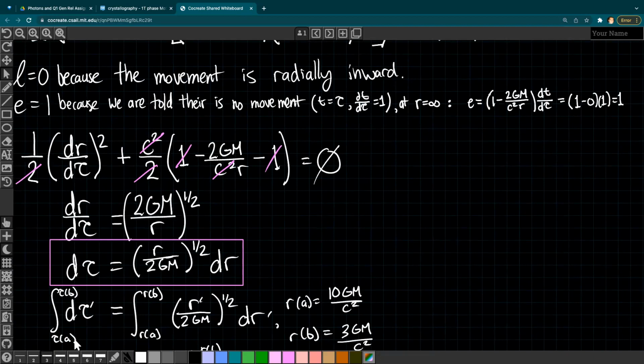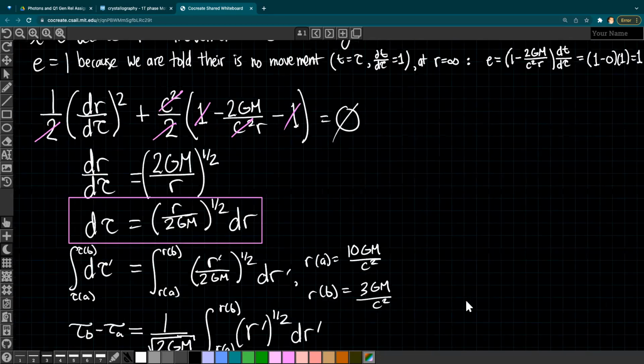On the left side, we have the integral of d tau. On the right side, we have the integral of d over dr. And we have that r of A equals 10 GM over c squared, and r of B equals 3 GM over c squared. That was given in the question. So now we're just doing a simple integral.